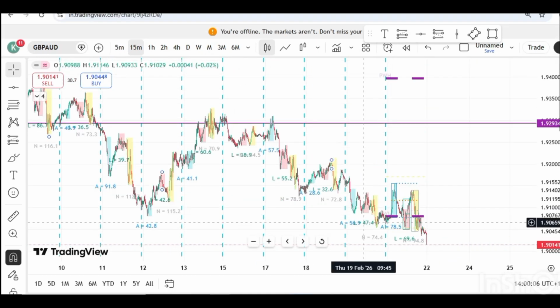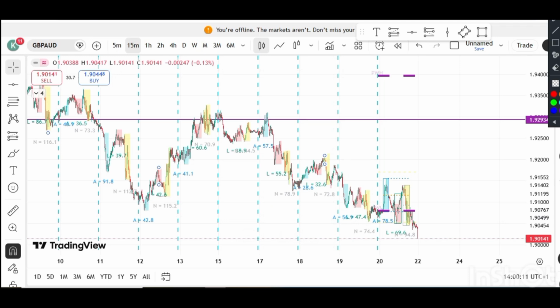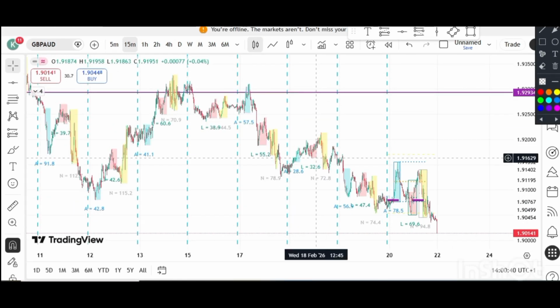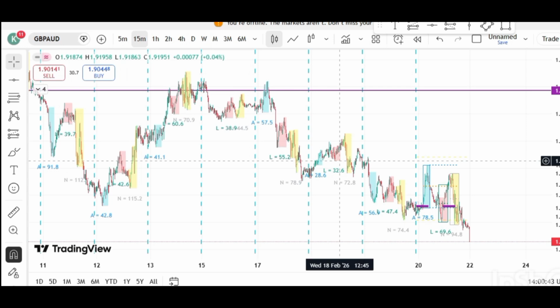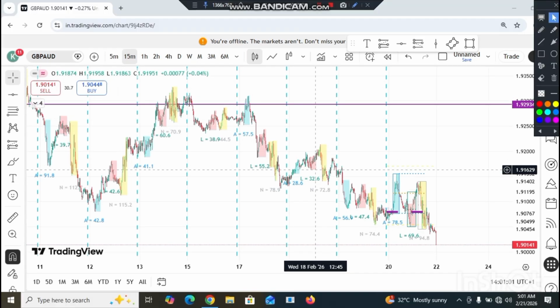So for the second trade, which was on Euro Aussie, I didn't really hold the trade that long, because Euro Aussie was consolidating. It wasn't really moving the way GBP Aussie moved. So I closed that trade earlier than I expected, but I later took the trade on Friday. So let's go over to Euro Aussie.